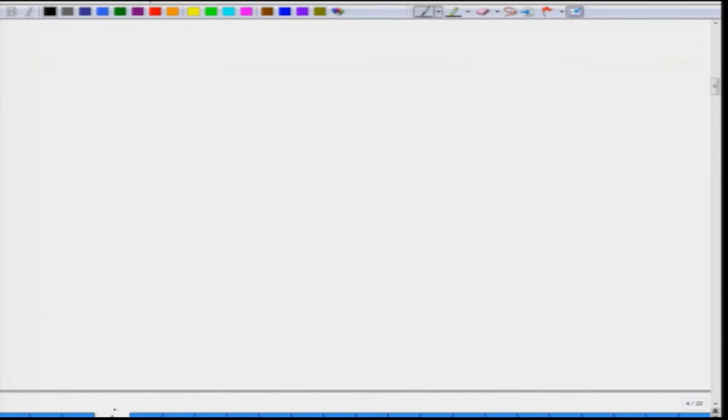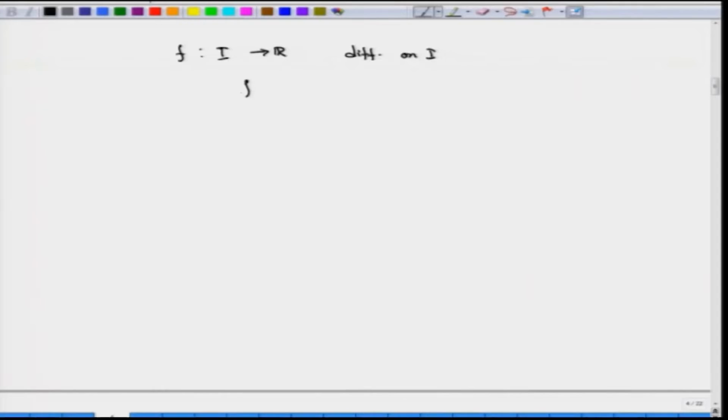Now, of course, when we are given a function f from I to R, and f is differentiable on I, then f prime is again a function from I to R. Now, what can we say about f prime? Is f prime going to be differentiable again, and will f prime be continuous? These are the questions one would like to ask.